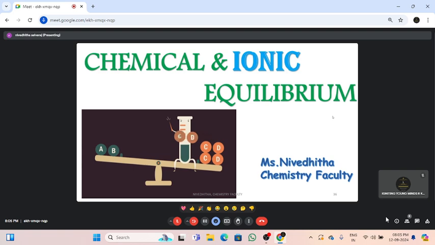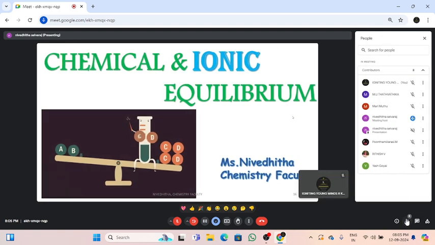Okay, before getting into the question, what is the relationship between Kp and Kc? Both are equilibrium constants, but Kp is the equilibrium constant in terms of pressure, that is partial pressure, and Kc is the equilibrium constant in terms of concentration. And we have to know the relationship between Kp and Kc. What is the formula which relates Kp and Kc? Kp equal to Kc into RT power del Ng.